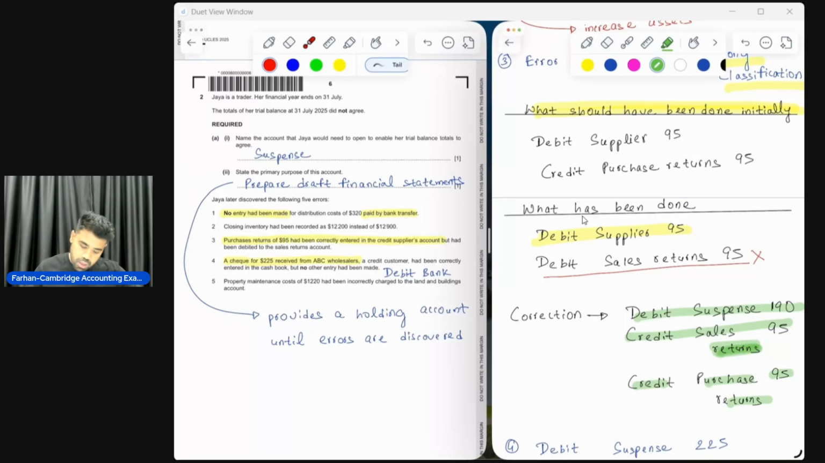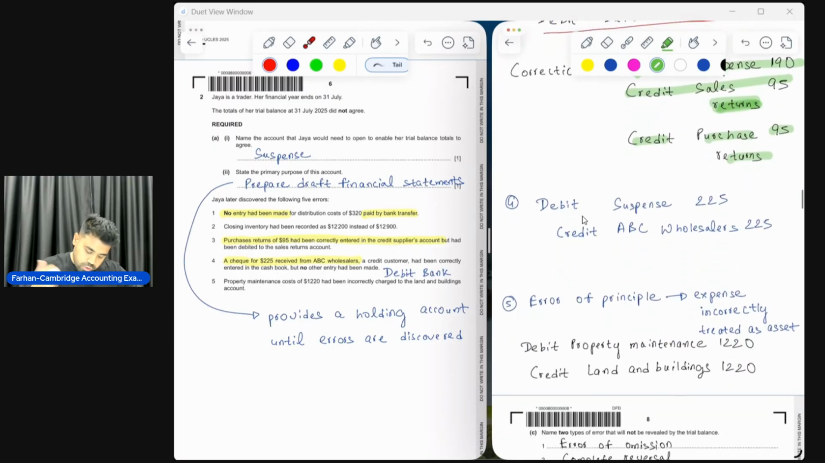All right. Okay. So now let's go through the fourth error. A check for $225 received from ABC Wholesalers, a credit customer, had been correctly entered in the cash book, but no other entry had been made. So when we are receiving a check from ABC Wholesalers, who is originally a customer for us, our bank balance should increase. Therefore, we would be debiting the bank account. Isn't that so? And this has been correctly recorded by our bookkeeper.